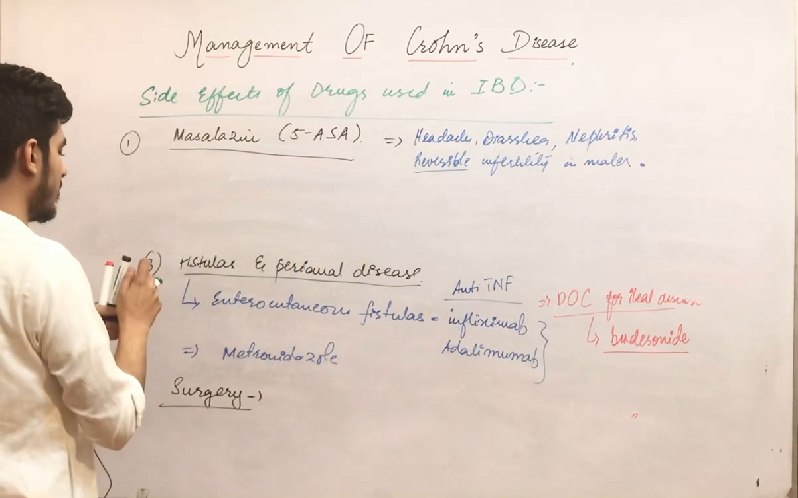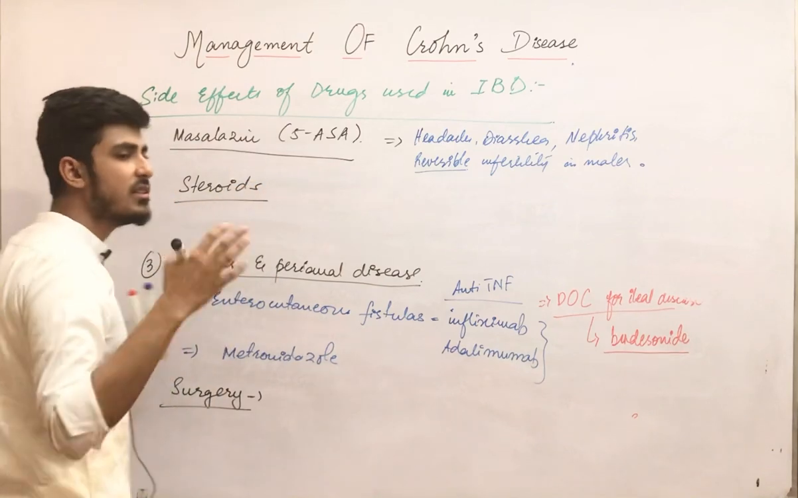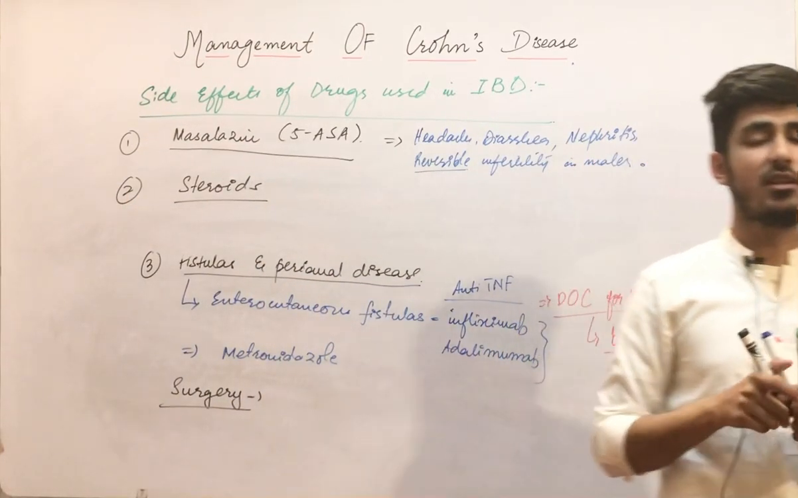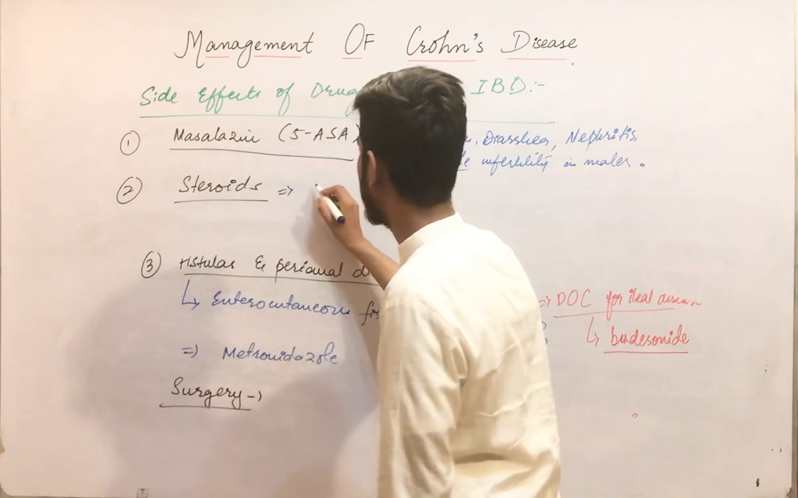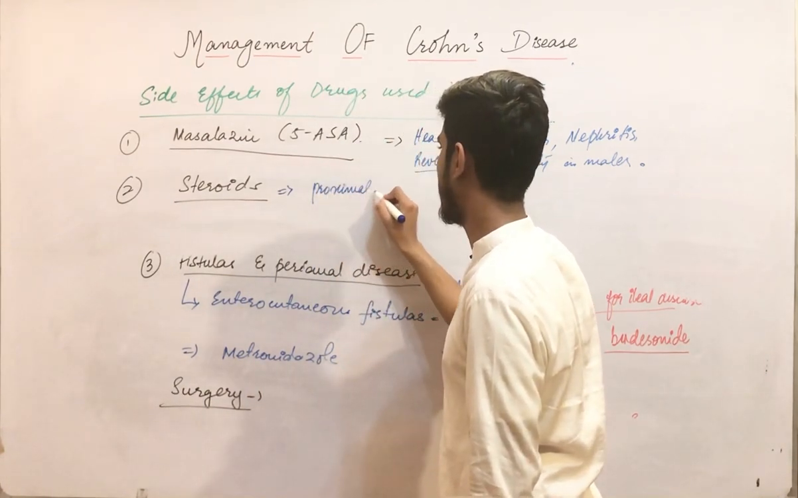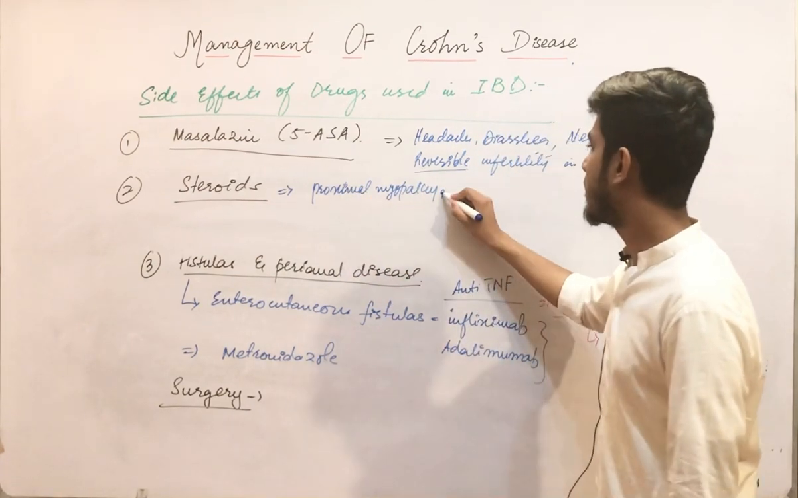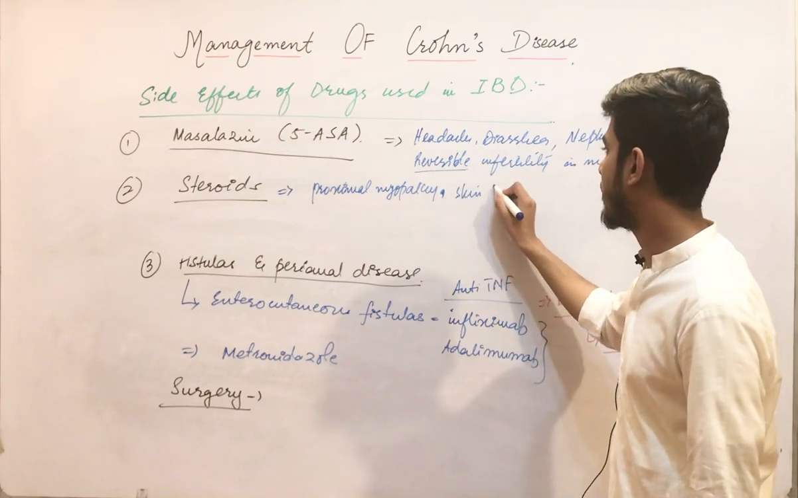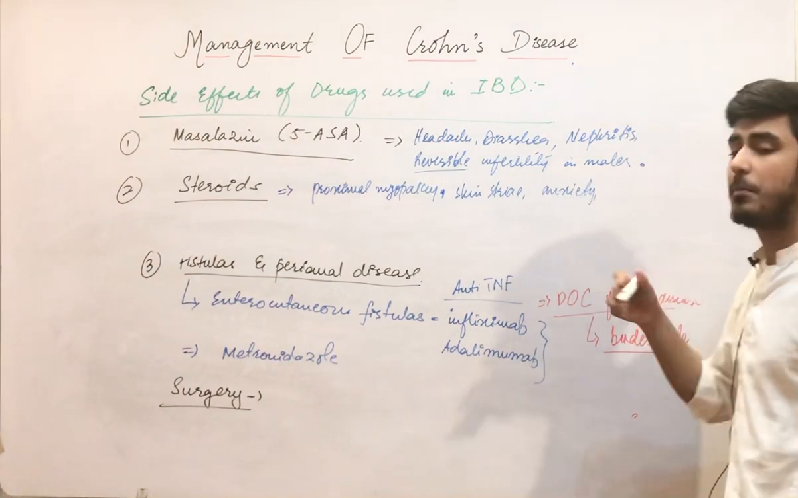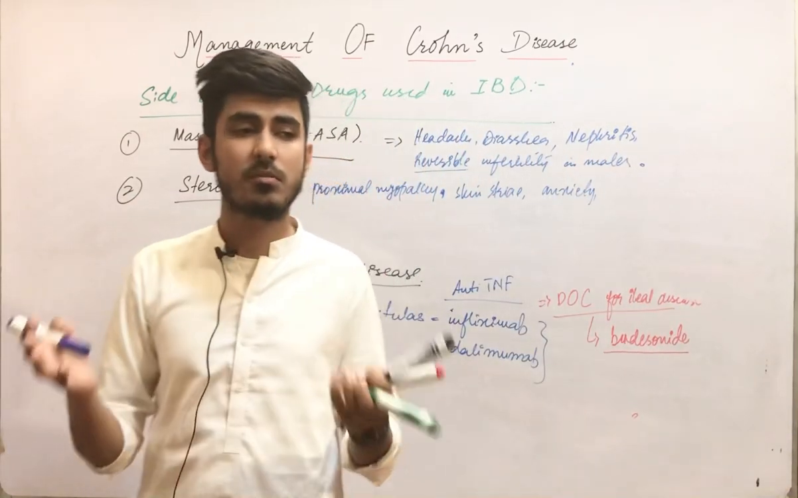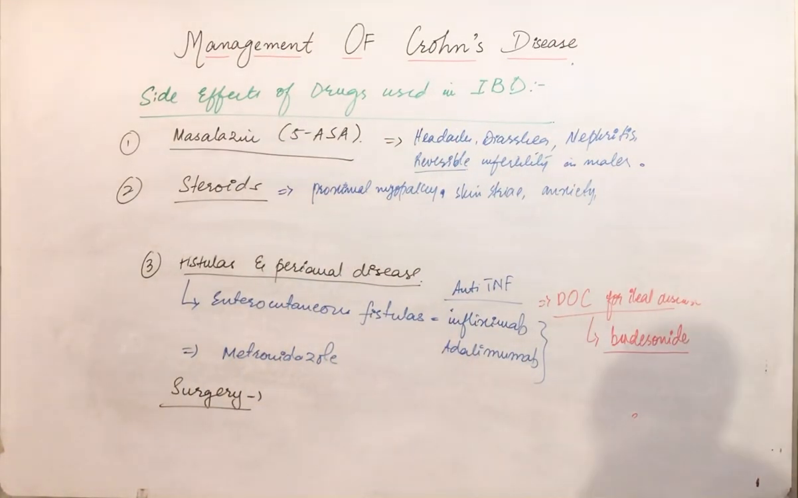Then the second drug that we use in inflammatory bowel disease is steroids. There are many side effects of steroids, and they will be discussed in detail in endocrinology, but here I would like to tell you certain side effects also. See, proximal myopathy may develop in the patient with prolonged steroid use. Skin striae may also develop. Then we have anxiety, depression, hypertension, osteoporosis, hyperglycemia, hypernatremia, and hypokalemia may develop in the patient.